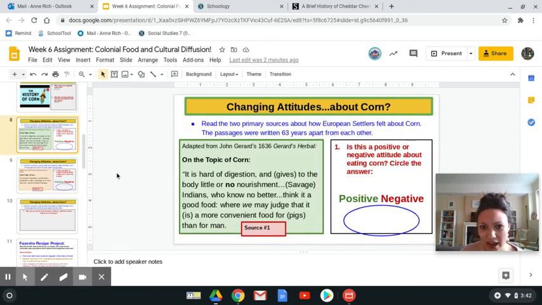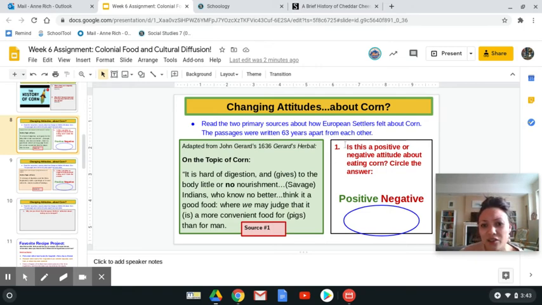When you continue on, I would like you guys to read this source number 1, which comes from the year 1636, about the topic of corn. Specifically, this old dude, John Gerard, is going to say about corn: "It is hard of digestion and gives to the body little or no nourishment. Savage Indians who know no better think it's a good food, where we may judge that it is a more convenient food for pigs than man."